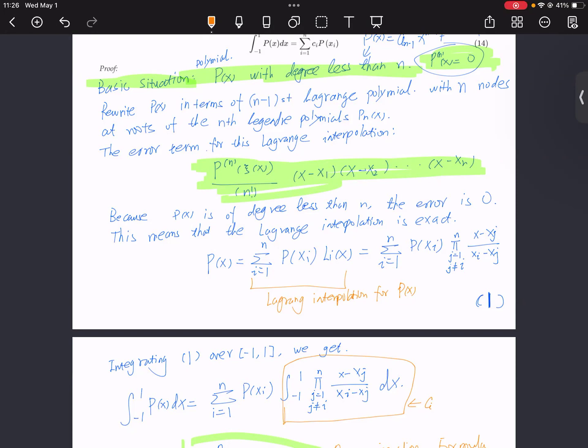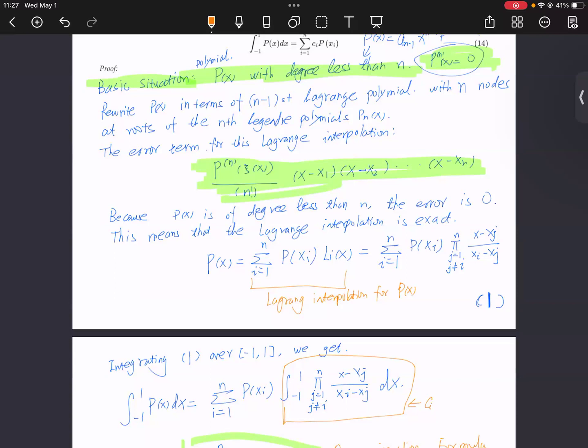So in the proof, first you prove that the formula is exact for the basic case. That is step 1, and step 2 uses the basic case to prove the formula is exact for polynomials with degree less than or equal to 2n minus 1, which includes degrees equal to or bigger than n. The proof is divided into two parts: the first proves the basic part, and the second reduces the advanced case to the basic part.